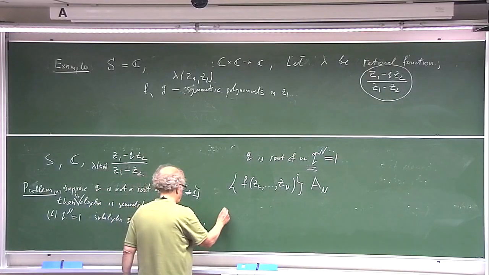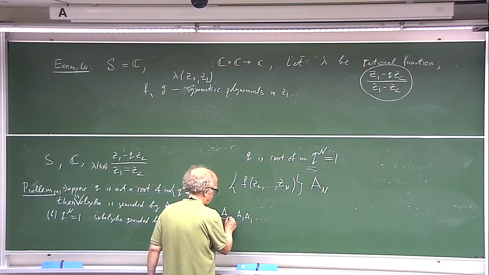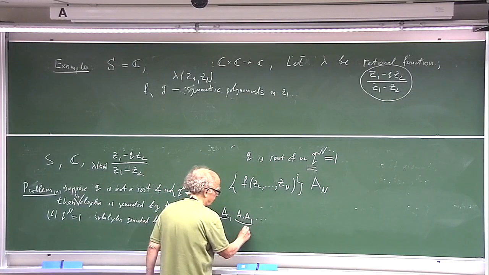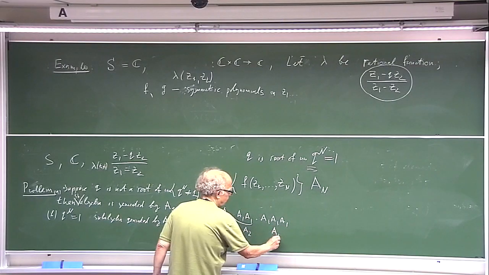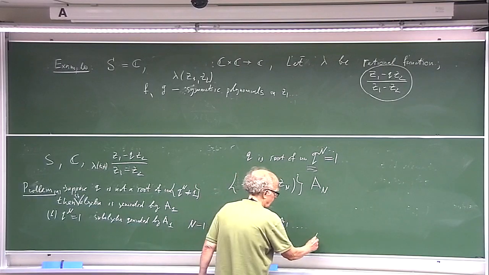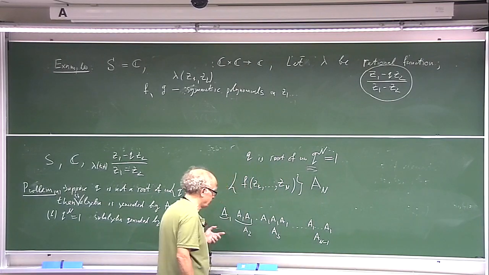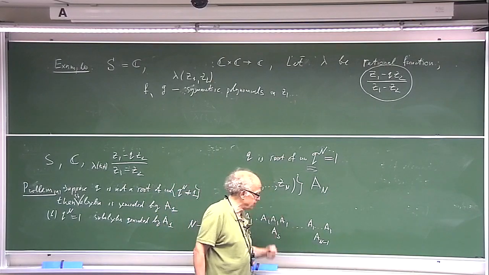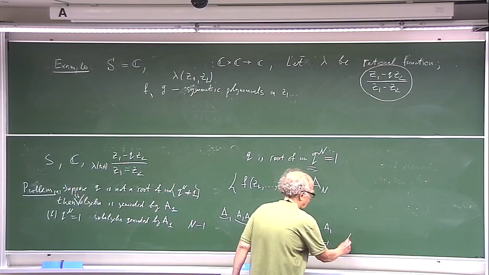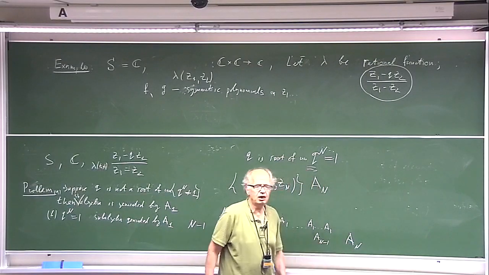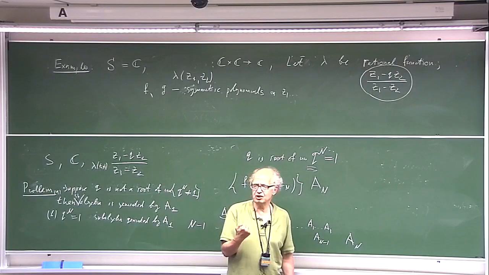So it means that I have A1, then A1 times A1, and so on. This is A1, the product of A1 times A1 coincides with A2. Then A1 times A1 times A1 coincides with A3, and so on until n minus 1. The subspace generated by A1 up to this degree coincides with all symmetric functions. But trouble, or happiness, occurs here in A1. Here I get not all functions, but functions which are zero on the shifted diagonal, z to qz and so on.